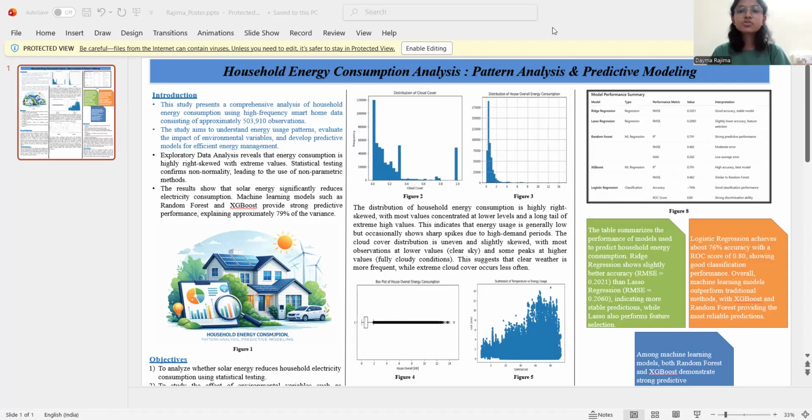Here the result shows that when solar energy is available, the electricity consumption is reduced compared to when solar energy is not available. Here I also fit machine learning models such as extreme gradient boost and random forest that provide strong predictive performance, explaining approximately 79% of the variance.